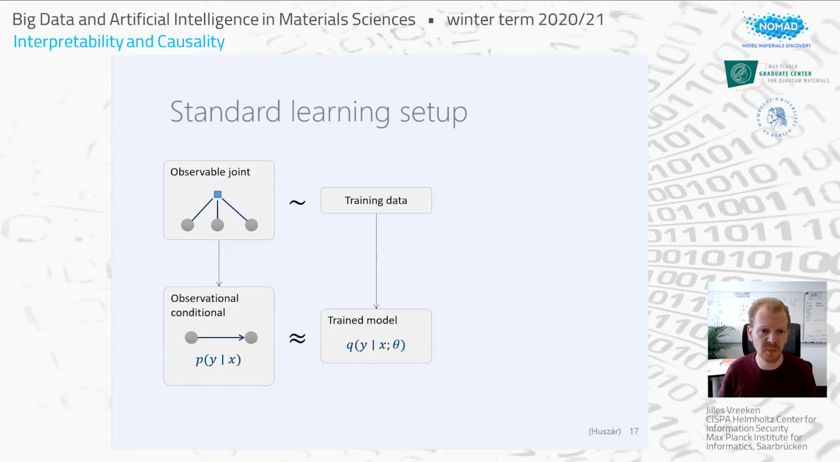And this model has some parameters theta. Those parameters we want to tweak such that the predictions are as good as possible. This is what we do all the time. This is basically what all of machine learning is about, right? Just this one slide. Very compact, but it's true.